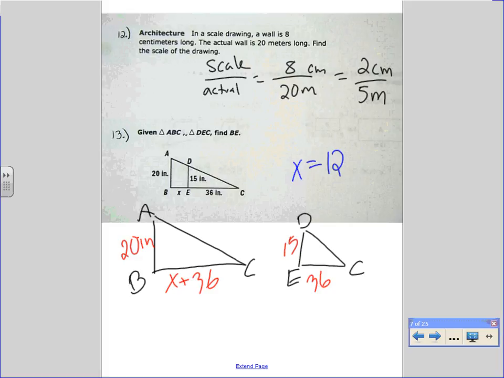All right, after you set up your proportion, use cross products and solve, and you get X equals 12. Does anyone need me to go through the proportion? I can do that if you need me to. Neil, you okay? Okay. Any questions on the warm-up? Neil?